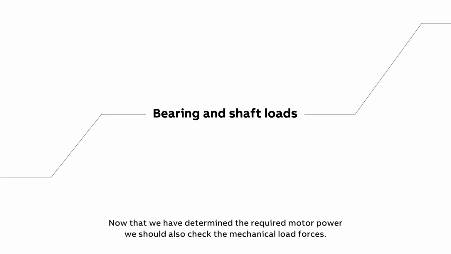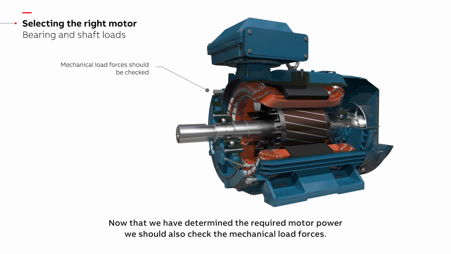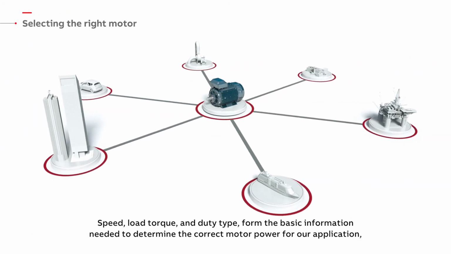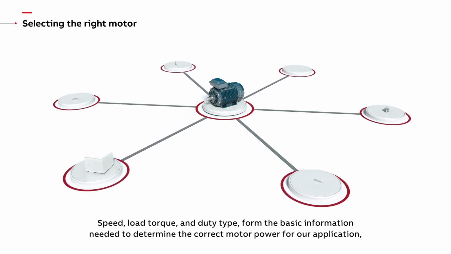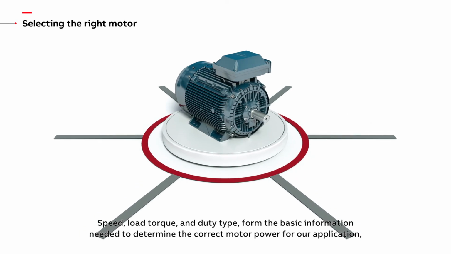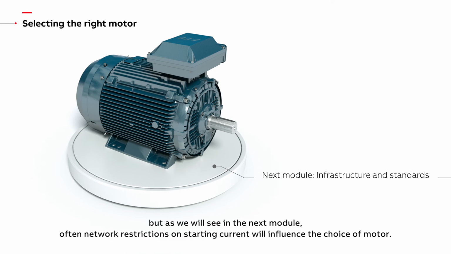Now that we have determined the required motor power, we should also check the mechanical load forces. Axial and radial forces have an impact on the bearing lifetime, and in case of very high radial forces, also on the shaft dimensioning. Speed, load torque, and duty type form the basic information needed to determine the correct motor power for our application. But as we will see in the next module, often network restrictions on starting current will influence the choice of motor.